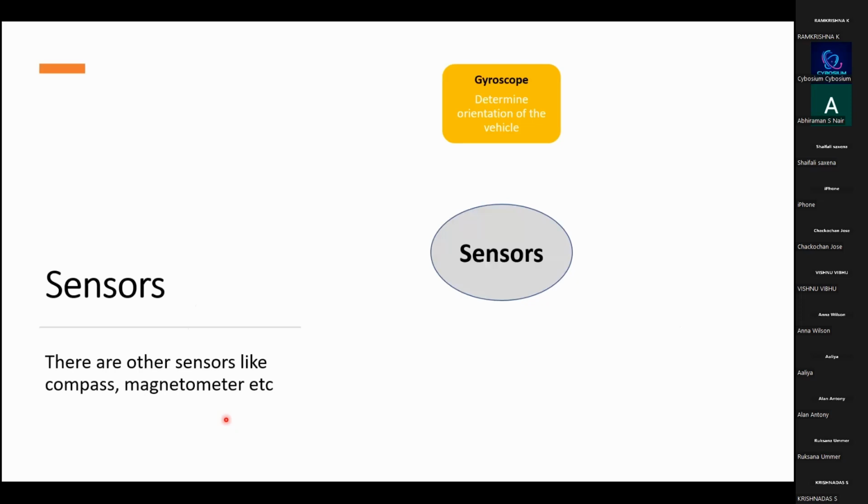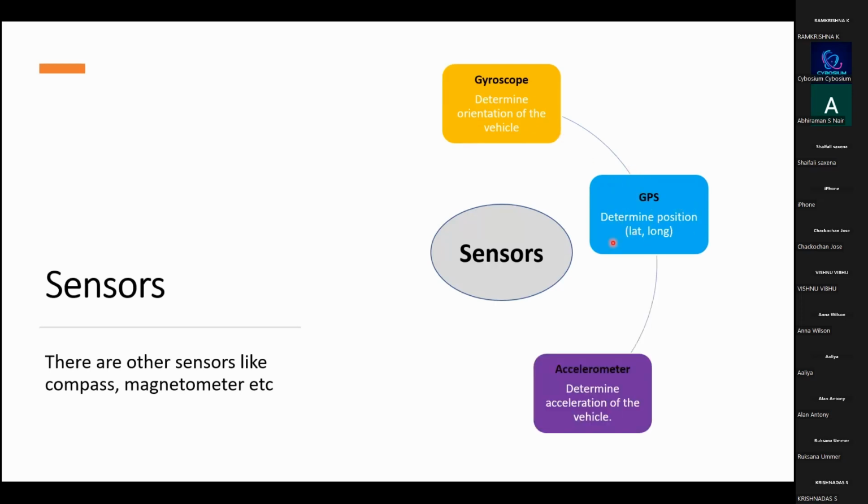So basically, there is the gyroscope, which determines the orientation of the vehicle. And then there is GPS, which determines position, basically latitude and longitude of the vehicle. So it is determining the position of the vehicle with respect to the global position. Then we have the accelerometer, which measures acceleration, and hence we get the velocity of the aircraft out of it. Then we have the barometer to determine altitude. The altitude will obviously be mean sea level altitude, not the above ground level altitude.